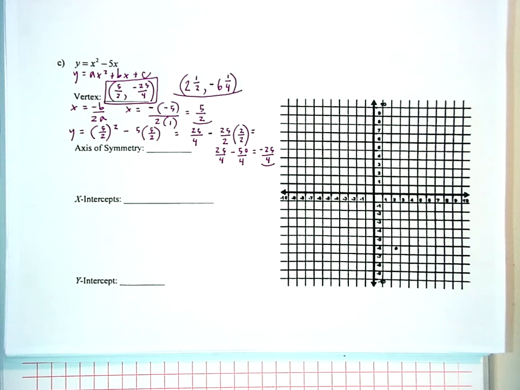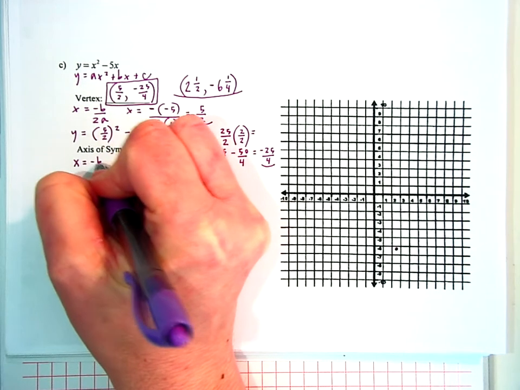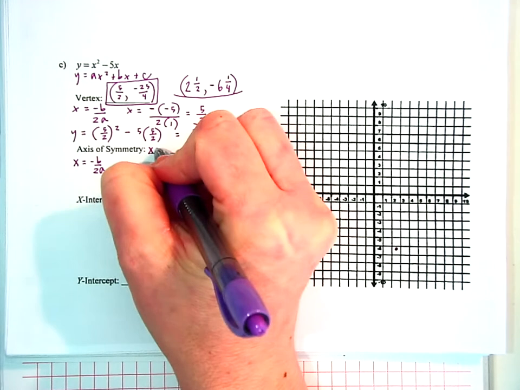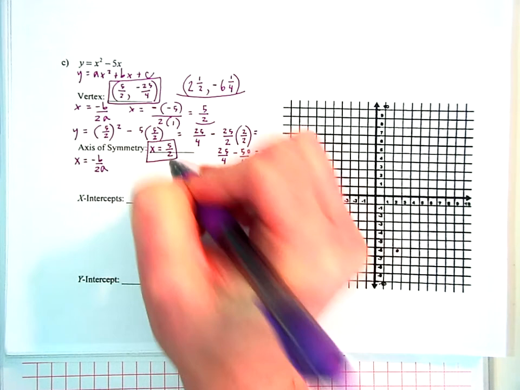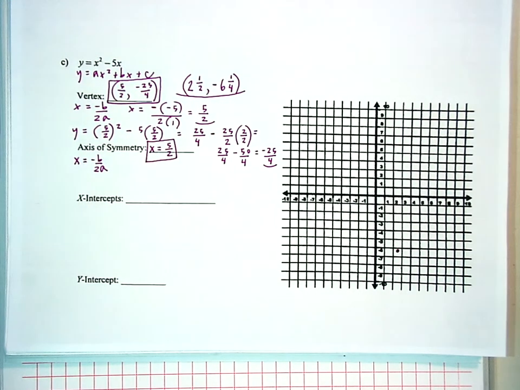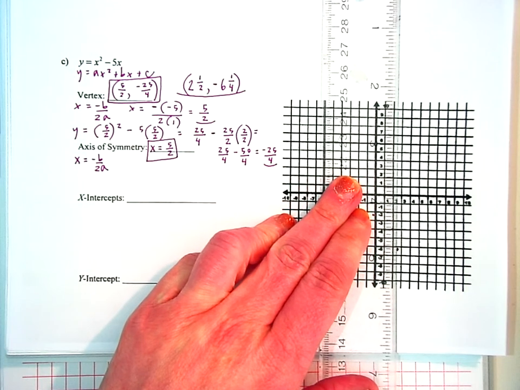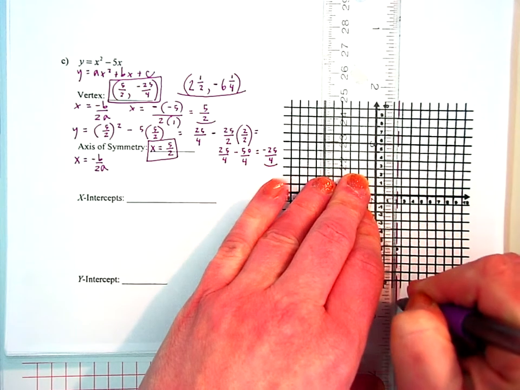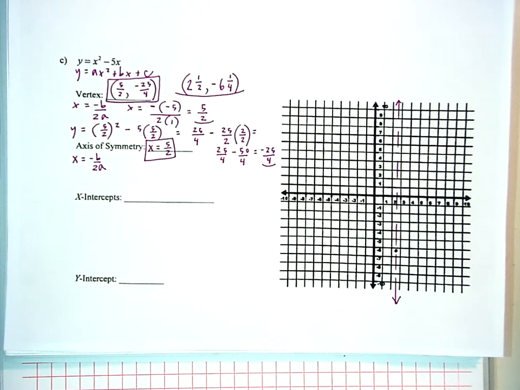There is my vertex. Okay, my axis of symmetry, x equals negative b over 2a. Remember, it's going to be exactly the same as the x-coordinate of the vertex. So x equals 5 over 2. You just have to remember to write it as an equation. And it's an equation for a vertical line. So x equals 2 1/2 or 5 halves. Either structure is fine. Let me draw it in. Okay, so there is my axis of symmetry.